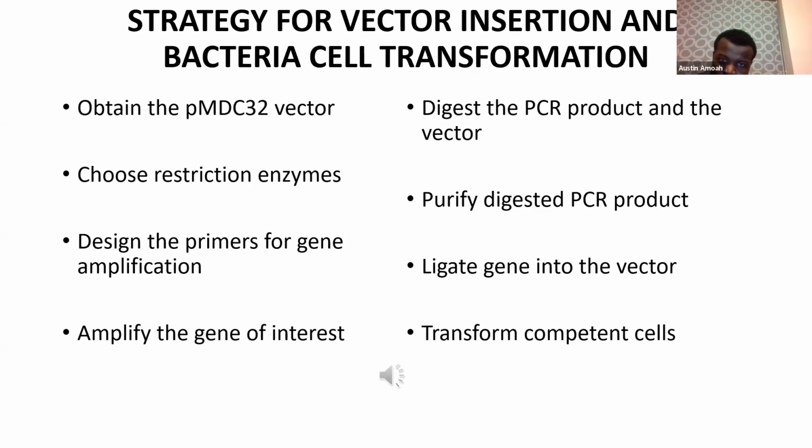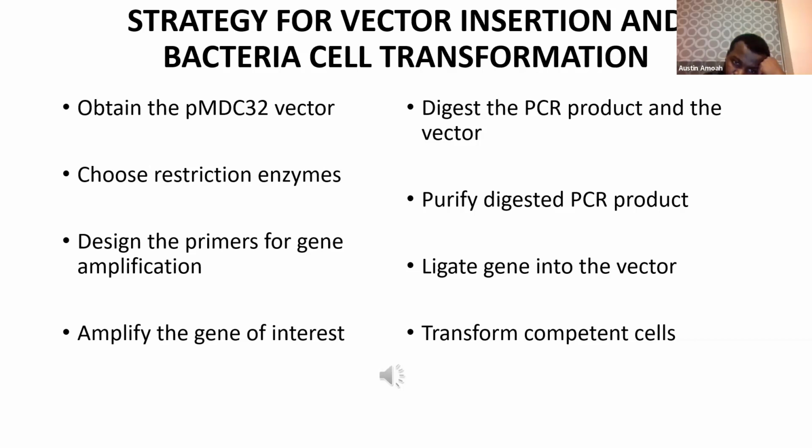And now to our main slide, which is the strategy for the vector insertion and bacterial transformation. So this stage covers a lot, from the process of choosing a vector to the process where we transform our competent cells. We are going to start off by talking about why we are using bacterial cell transformation. We are using it because bacteria multiply rapidly, and we are also not going to need post-translational modification.